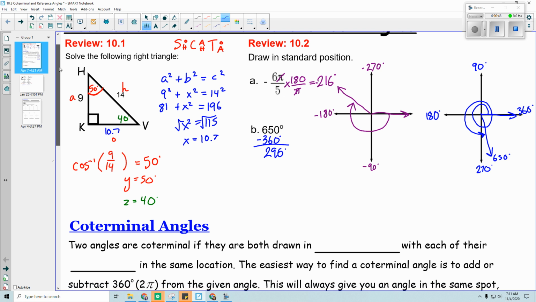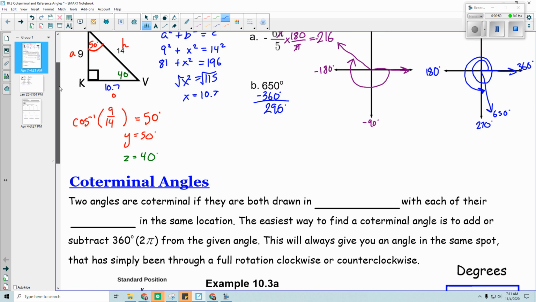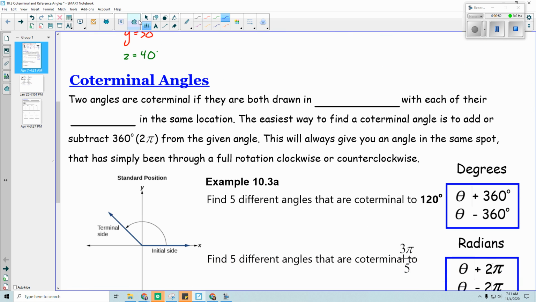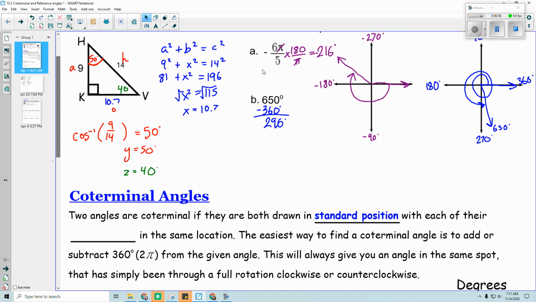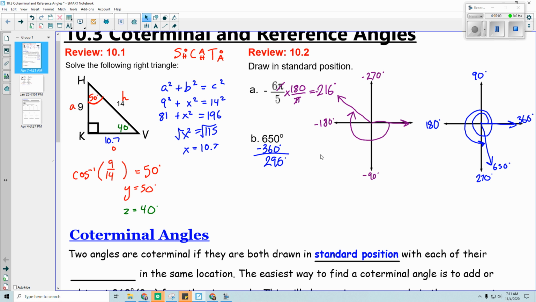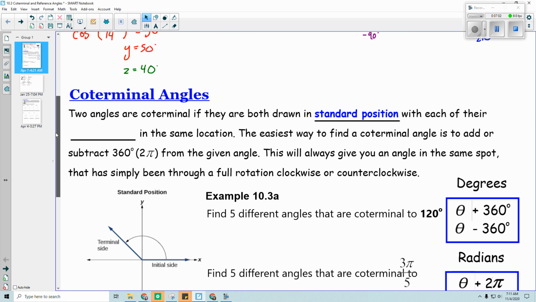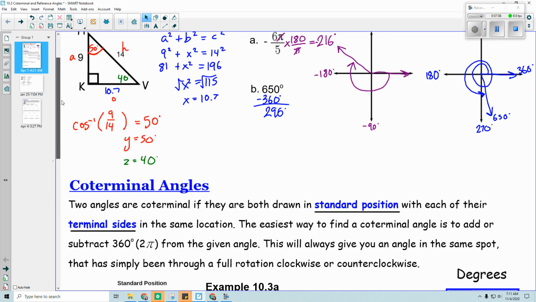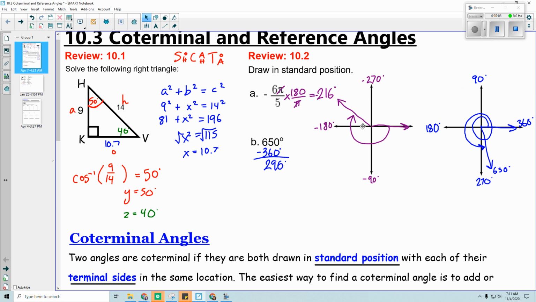The first thing we'll look at are coterminal angles. Two angles are going to be coterminal if they are both drawn in standard position, which we've been practicing drawing just up here. So this is drawn in standard position. With each of their terminal sides, if you recall, this side here that we drew there is your terminal side. The other two are your initial sides.